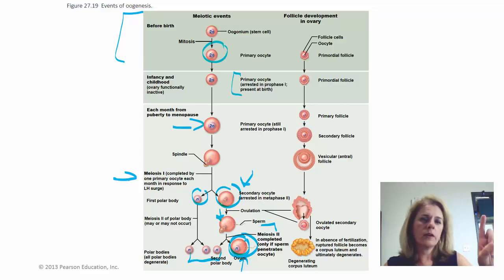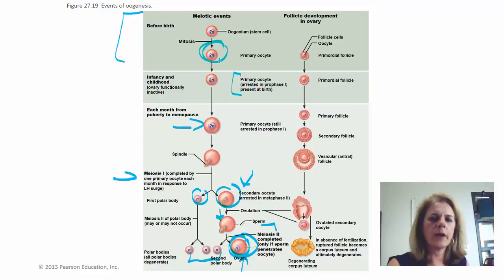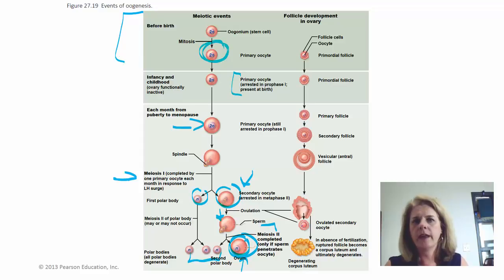So one primary oocyte gives you one egg, whereas in sperm, those primary daughter cells wind up being 4 viable sperm. So that's a big difference between the male and the female.